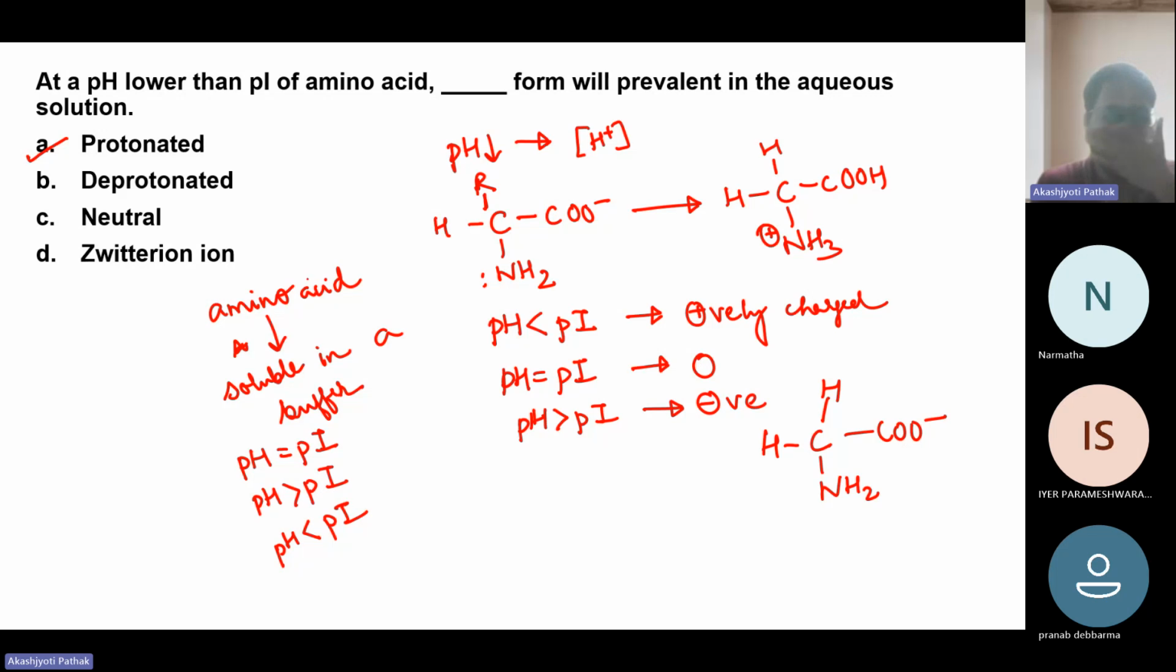So you have an amino acid. Now you want this amino acid to be soluble in a particular buffer. In that case, what should be the pH of the buffer, what pH buffer do you have to take? Should it be equal to the pI of the amino acid? Should the pH of the buffer be greater than the pI of the amino acid, or less than the pI of the amino acid? So these are your three conditions. So what type of buffer will you take?